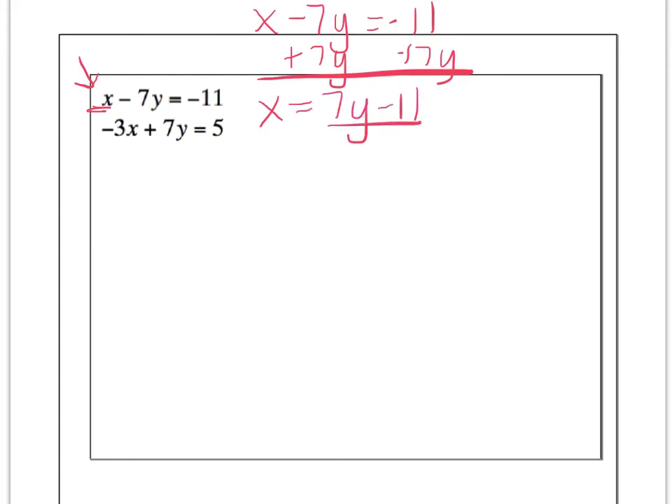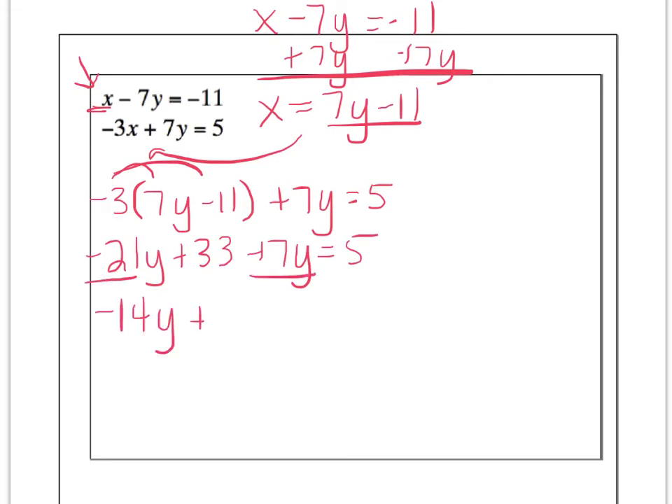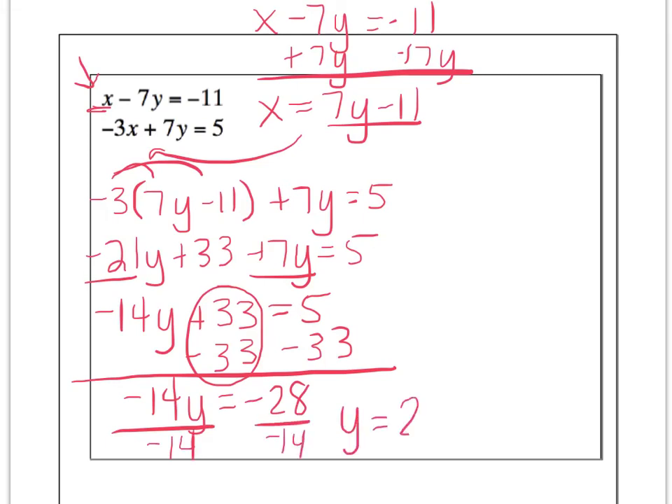I'm going to take what x equals and I'm going to plug it in down here. So I've got negative 3 times (7y minus 11) plus 7y equals 5. We'll distribute, so negative 21y plus 33 plus 7y equals 5. Combine our like terms, so negative 14y plus 33 equals 5. We'll subtract 33 from each side. Negative 14y equals negative 28. We'll divide by negative 14, and y equals a positive 2.